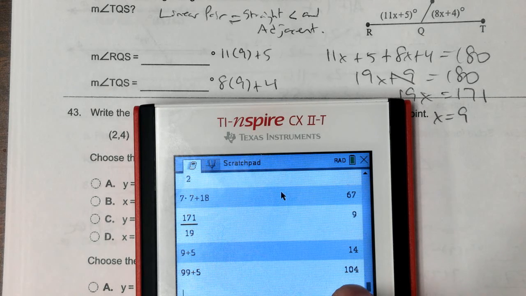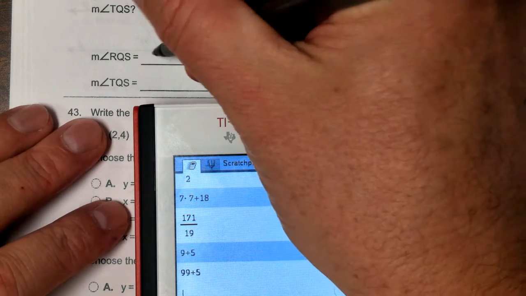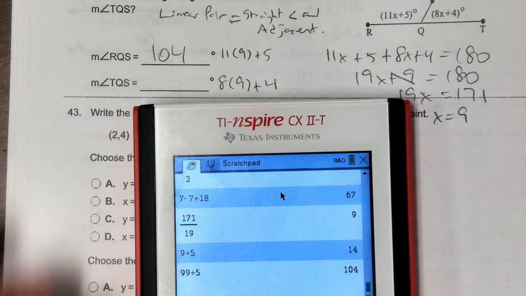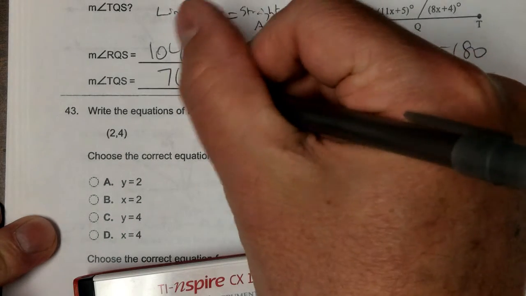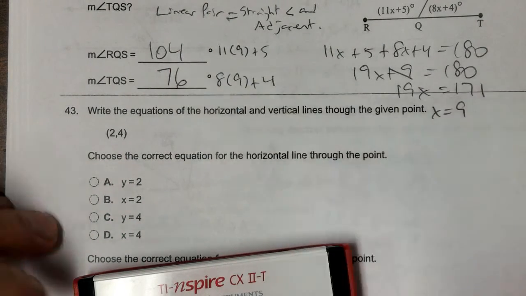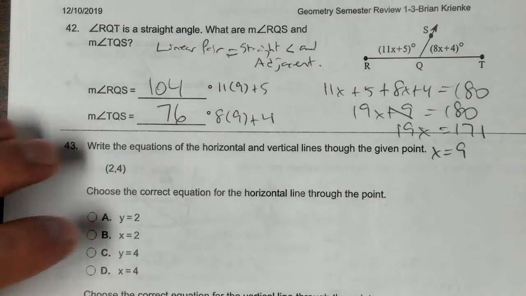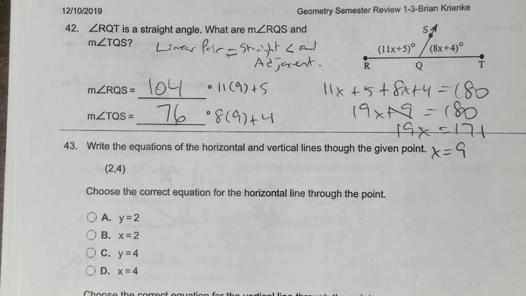They're usually something different. So 99 plus 5 gives you 104. And 72 plus 4 gives you 76. And if you added those, you get 180. That's how you know you did it right. Any questions?